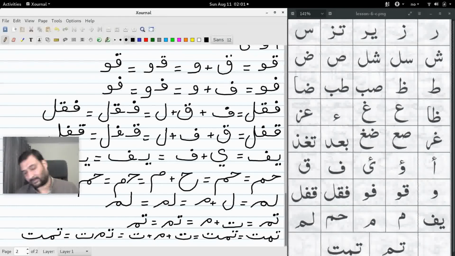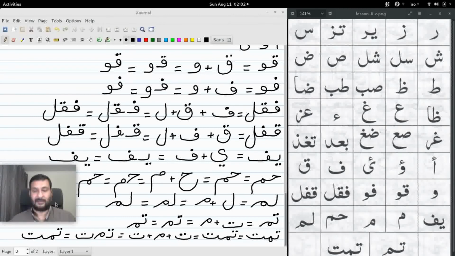And this is a special word also, because it means something. It is pronounced as tamat, which is end. So this is the end of the exercise, right? Very good.